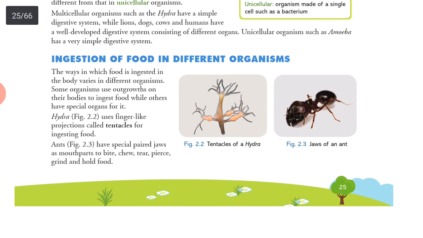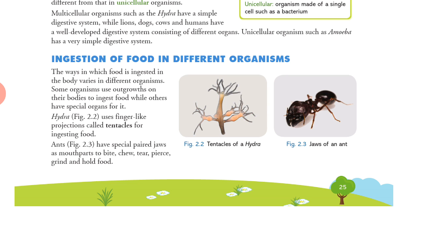Okay, ingestion of food in different organisms. You can see the tentacles of a hydra as well as the jaws of an ant. You can see how they will ingest their food by using different organs.